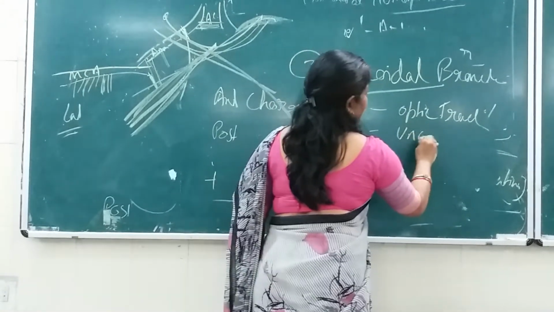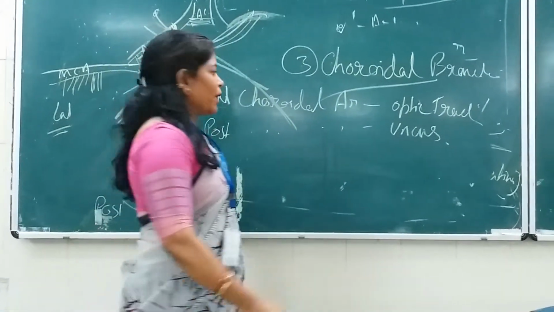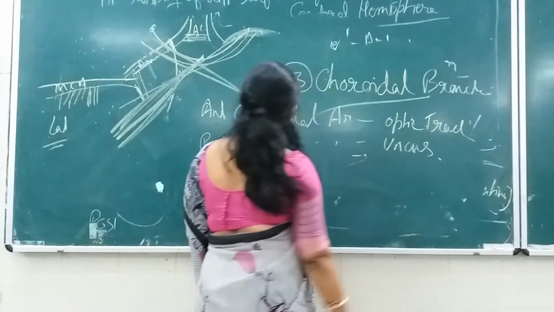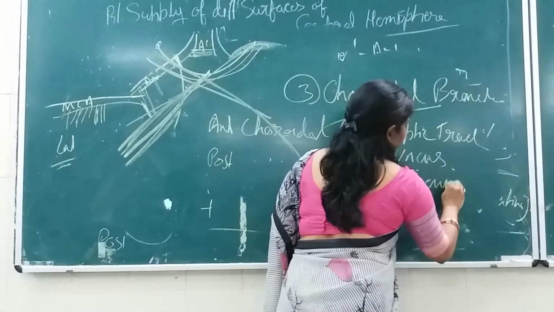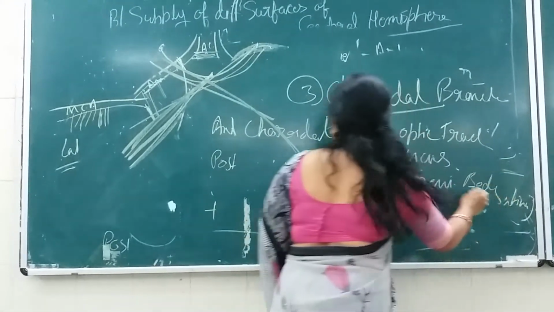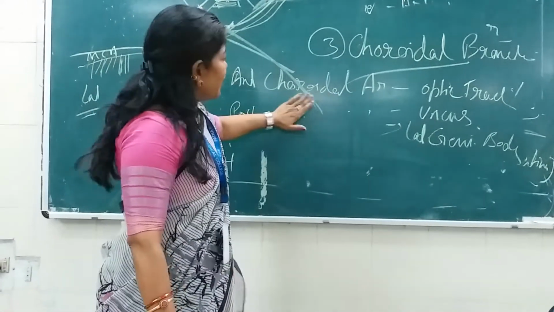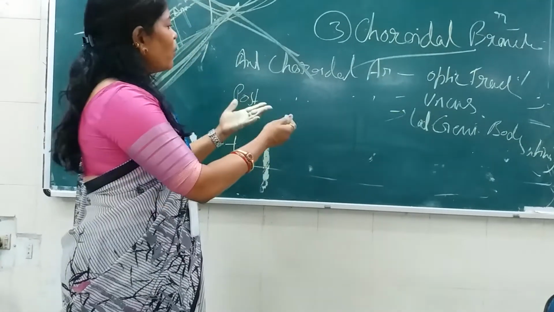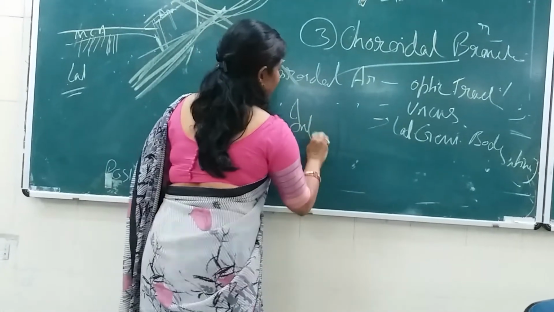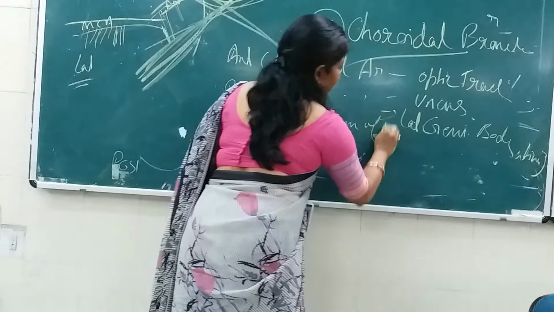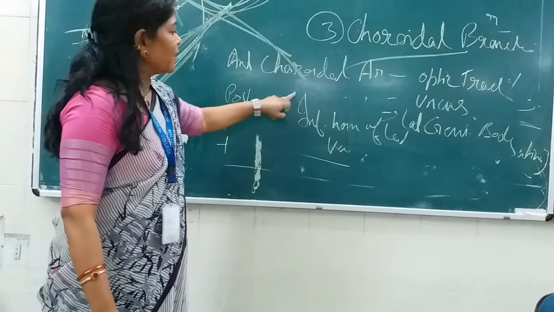What else? Then comes the uncus, which is part of the temporal lobe. What else? The lateral geniculate body is also supplied by the anterior choroidal artery. And ultimately, where will the choroidal branch terminate? It will go into the inferior horn of the lateral ventricle, and there it will anastomose with the posterior choroidal artery.